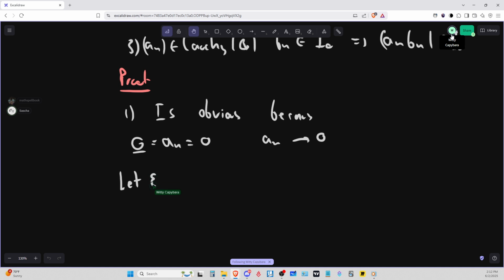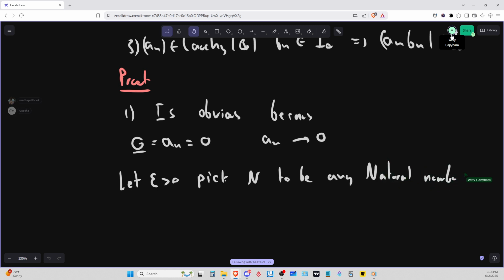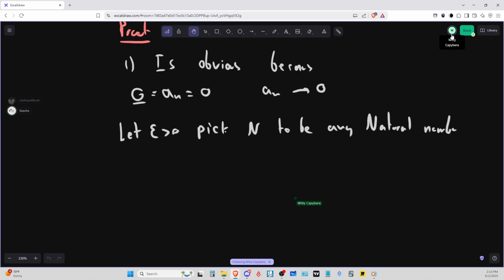So let epsilon be greater than 0. For my big N, you can take whatever. So let's just take big N to be any natural number. Usually in this kind of proof you have to choose N in terms of epsilon, but here we have so much freedom that we can choose N to be whatever we want.